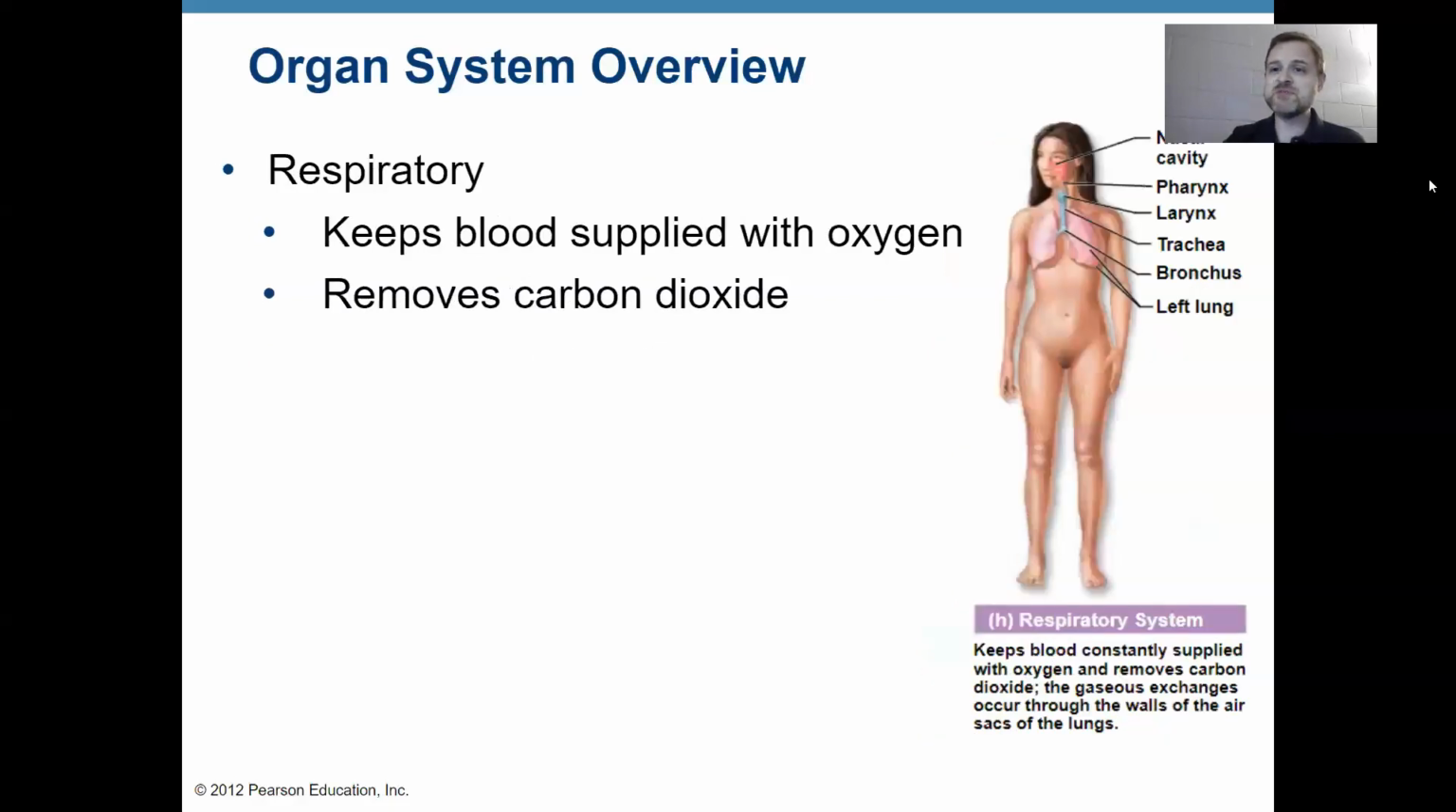Your respiratory system, this one's pretty obvious. This would be your mouth, your throat, your esophagus, your lungs. This is for breathing in and breathing out. Largely, it's to supply your blood and therefore your cells with oxygen, and then to remove CO2, which is a waste product produced by your cells.